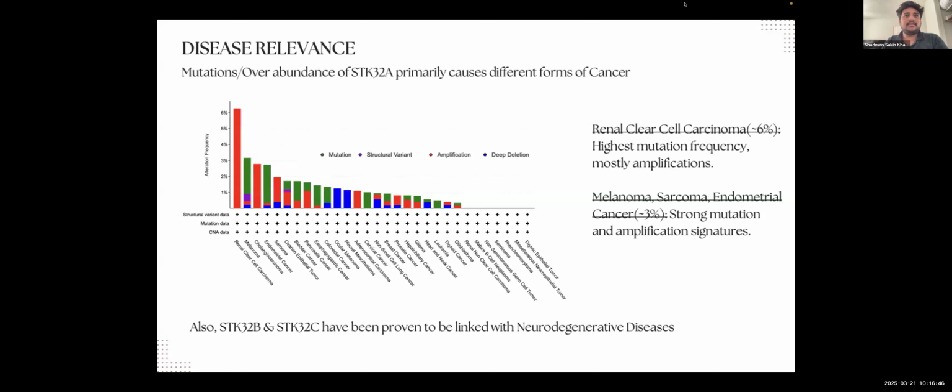So for the diseases, approximately 6% of the cases exhibit STK32A alterations for renal clear cell carcinoma. And for melanoma, sarcoma, and endometrial cancer, around 3% of cases support that.